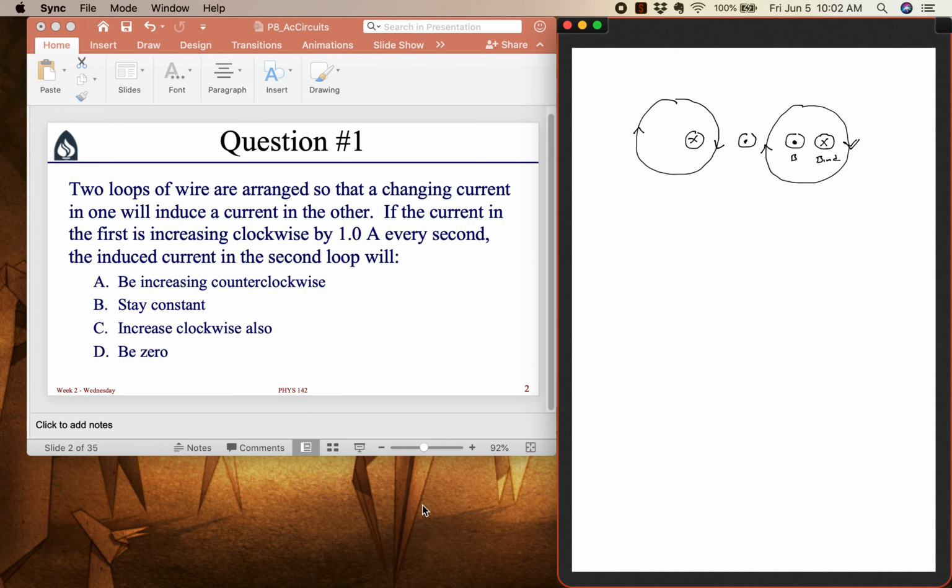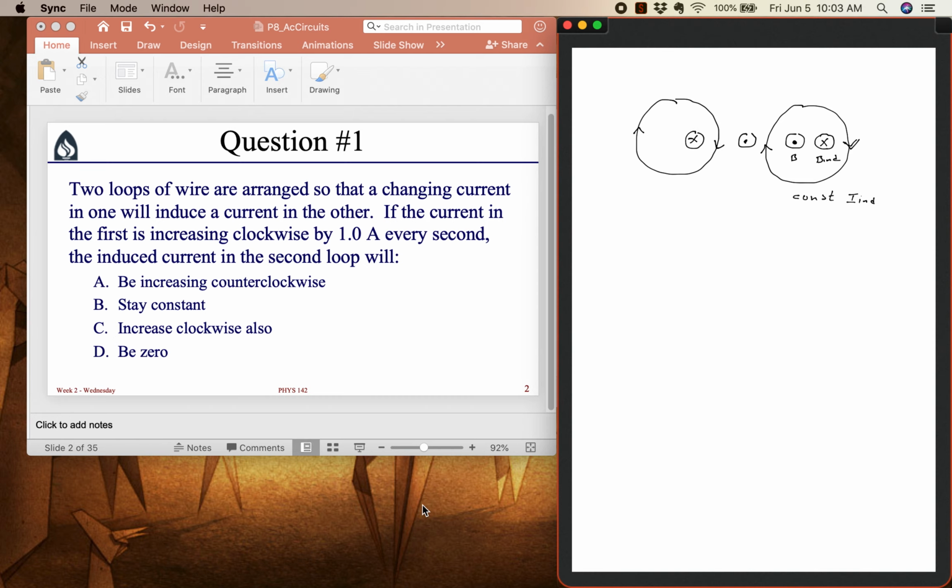Now if the current is increasing clockwise by 1 amp per second, that means the increase is steady. And if the increase is steady, then the induced magnetic field is steady, and the induced current will also be steady. So the current in the second loop is constant, I induced, and it would be in the clockwise direction.